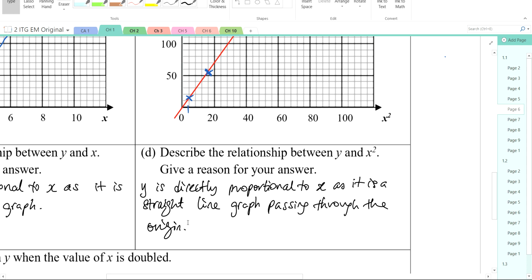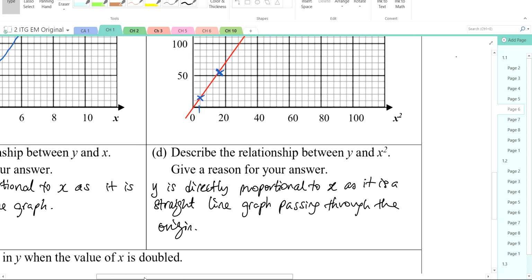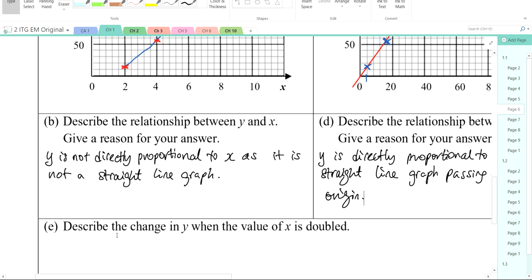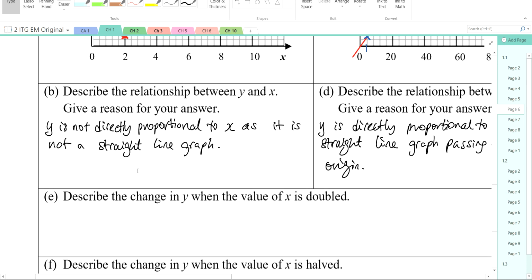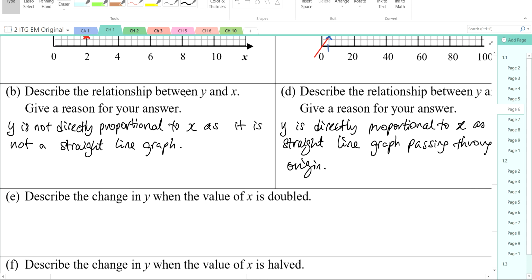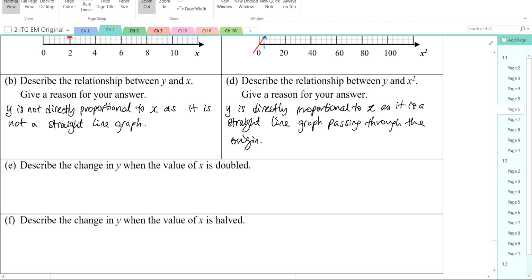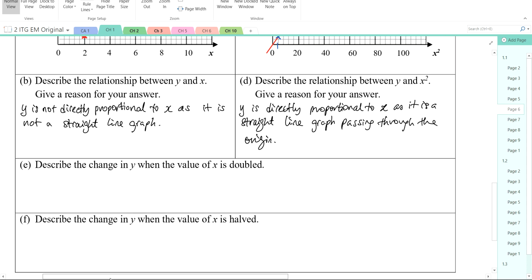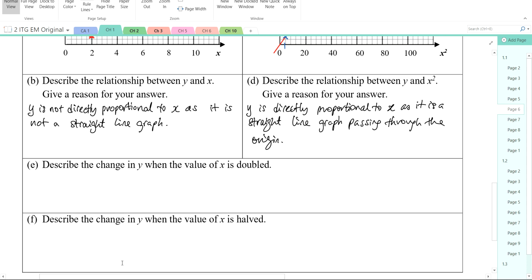Oh, you haven't finished copying? So the one on the left, it is not directly proportional because it's not a straight line. On the other one, it is directly proportional because it is a straight line and it passes through the origin. So that's all we require to determine whether they are directly proportional or not.